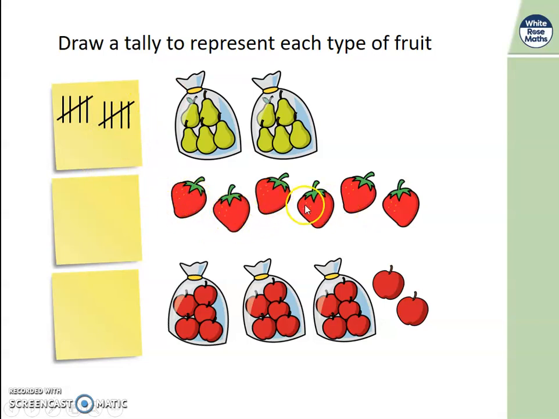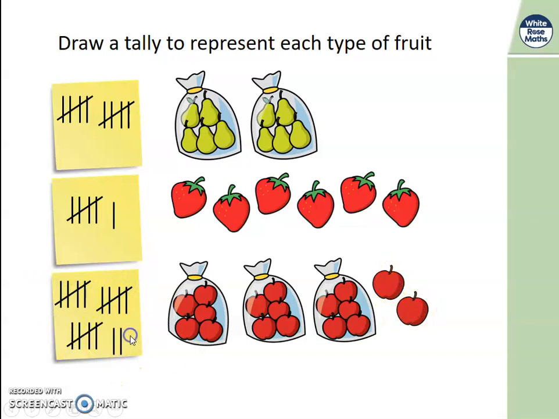Let's do it with the strawberries. 1, 2, 3, 4, 5, 6 strawberries. So let's look what that looks like. There's our 5 and one more makes a 6. The last one, 1, 2, 3 bags of 5 and then 2 extra. So 5, 10, 15 and then 2 more is our answer for 17. Well done if you got those correct.